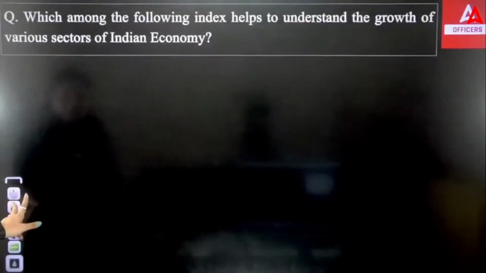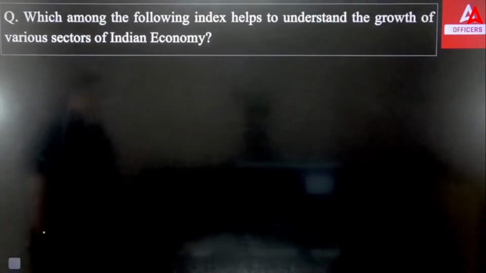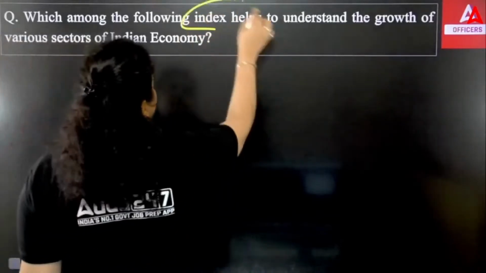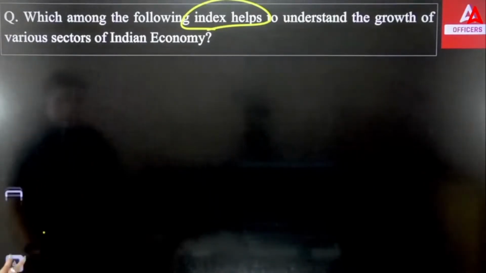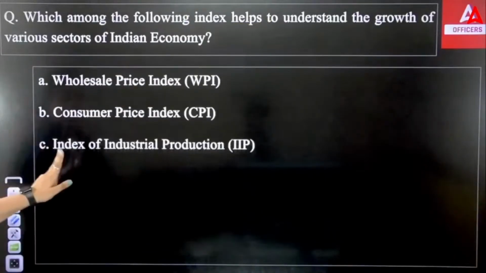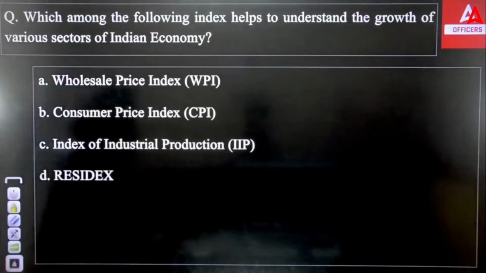Now the next question we have is: which among the following index helps to understand the growth of various sectors of the Indian economy? So what kind of index talks about the growth of the various sectors in the Indian economy that the question is asking about? We have certain options here: wholesale price index, consumer price index, index of industrial production, and Residex. These are the four options you have.